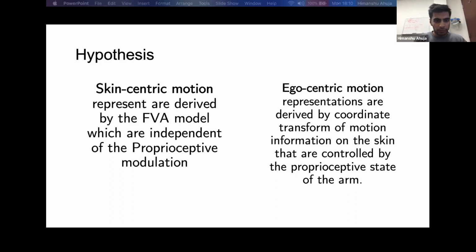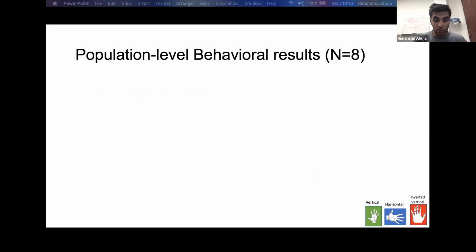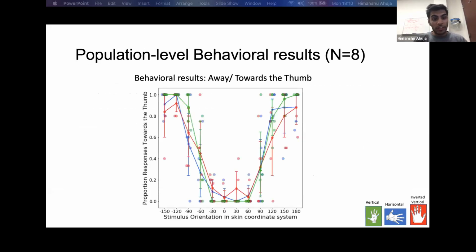And that brings us to the results that we found when we conducted this 2AFC task with these two task designs. First, I'm going to present the results of the away-towards-the-thumb task, which was the skin-centric task in which we predicted that the modulation was going to be independent of the proprioceptive modulation. So if we look at the red curve here and we see the away-towards-the-thumb task, the 0 degree case is always going to be towards the thumb.